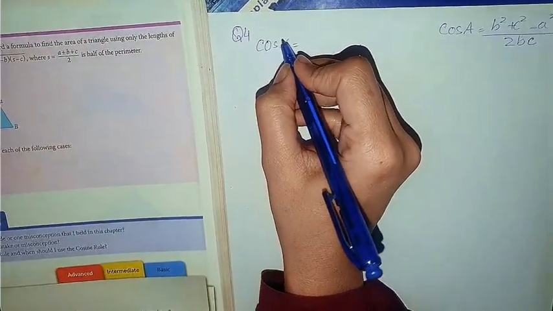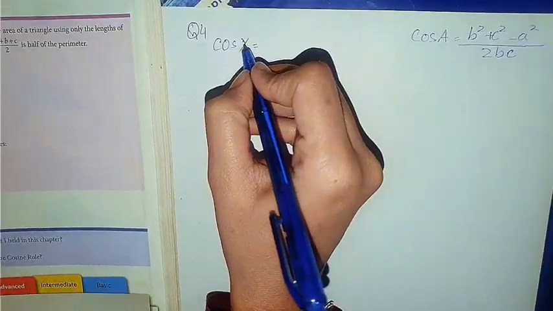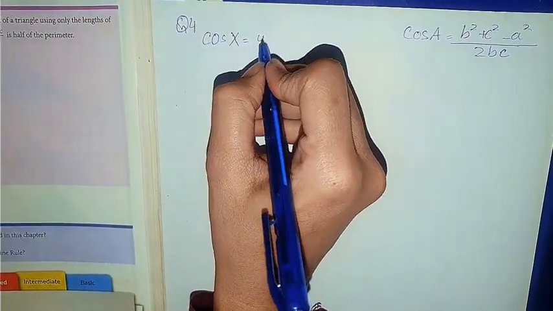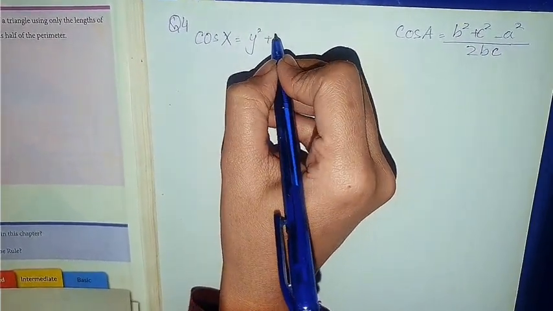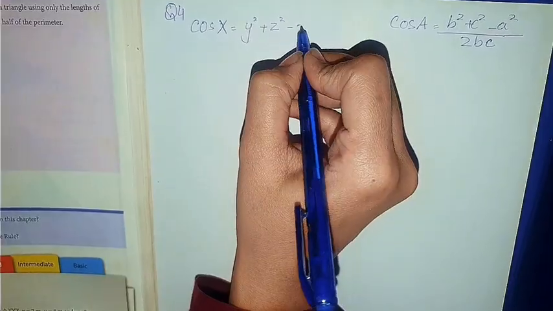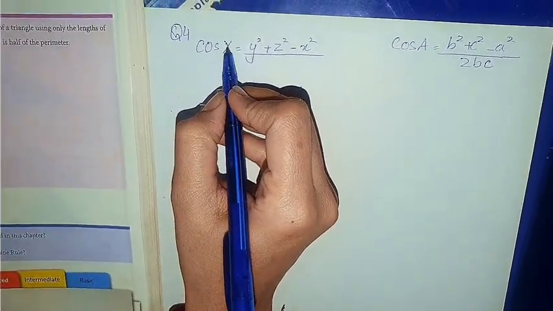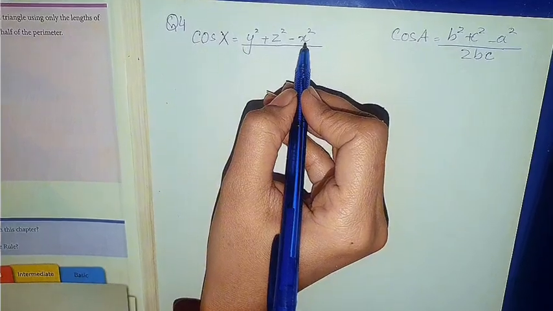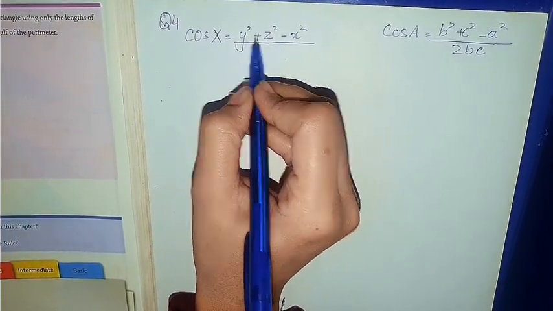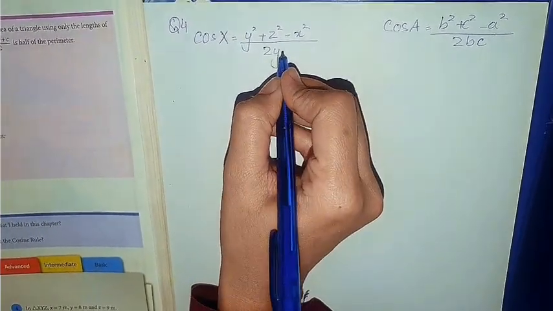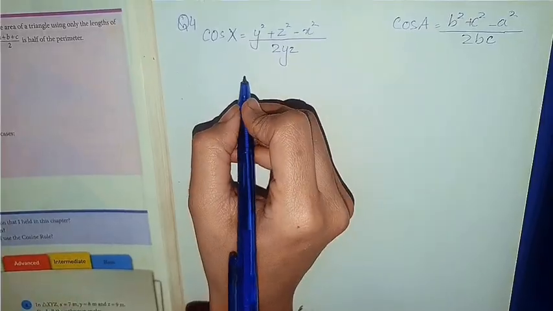If we have to find out angle X, we have to take X as negative. So Y square plus Z square minus X square. The angle that we have to find out, we have to keep its sign as negative. Okay, now we have to use 2YZ.